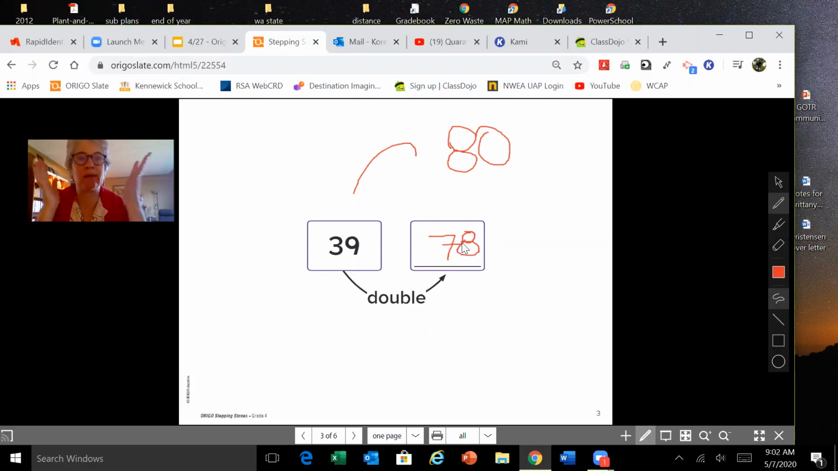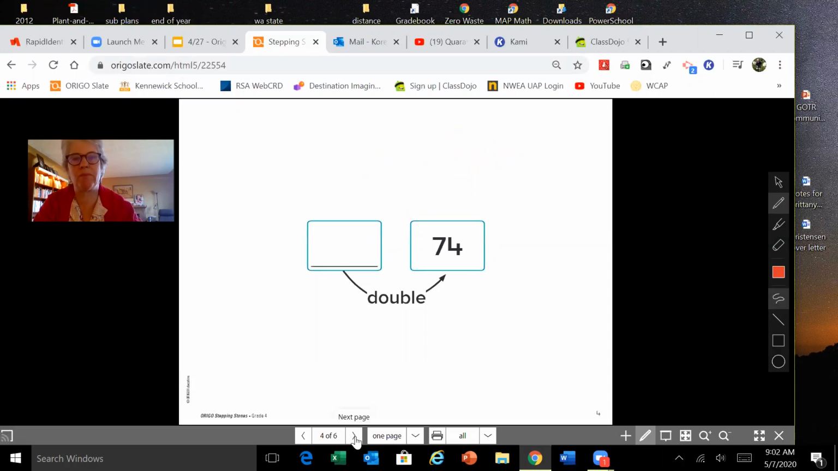So notice right here, I'm using mental math, okay? I didn't write anything down. I'm using what I know about numbers. So again, we have this idea of doubling. So 39 times 2, or 39 plus 39 is 78. Whoops, there goes my crazy pen.